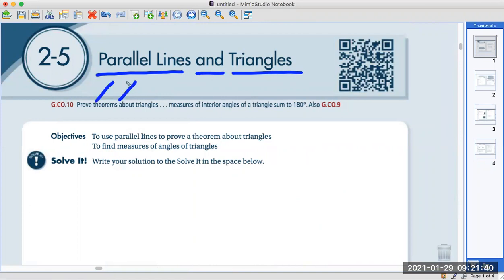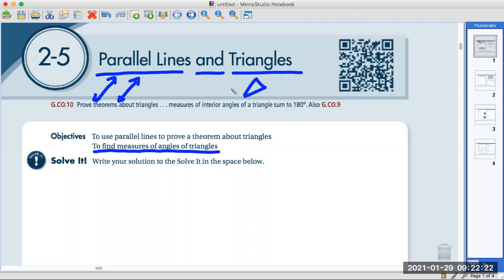Parallel lines, as you know, are lines that never cross and never intersect. And in this lesson, we're mostly finding the measures of angles of triangles. So remember, a triangle is a three-sided figure, and we can have scalene triangles where all the angles are less than 90 degrees and different. We can have isosceles triangles where two sides are equal and two angles are equal, and then we can have equilateral triangles where all three angles and all three sides are equal.